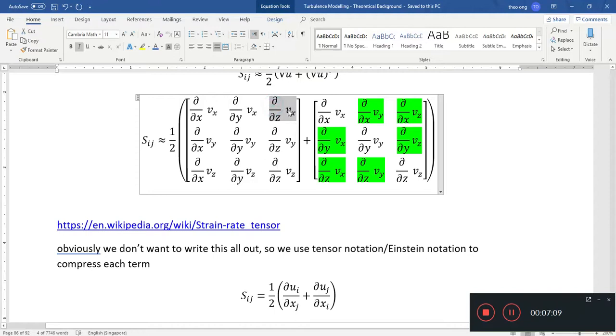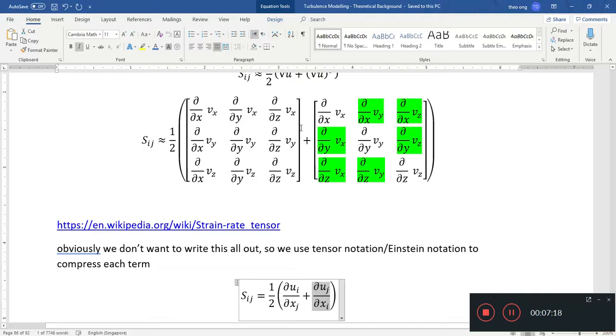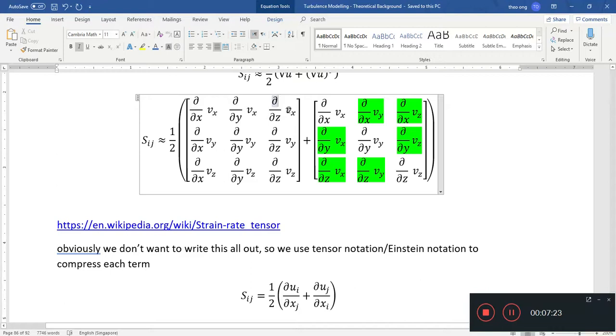Row 1, column 3 is here. So you have ∂/∂z of vx, and then you have the indices switched for the transpose. So instead of u1, x3, you have x3 and u1. Then u3 and x1. So u3 is the z direction velocity. x1 is of course just x.